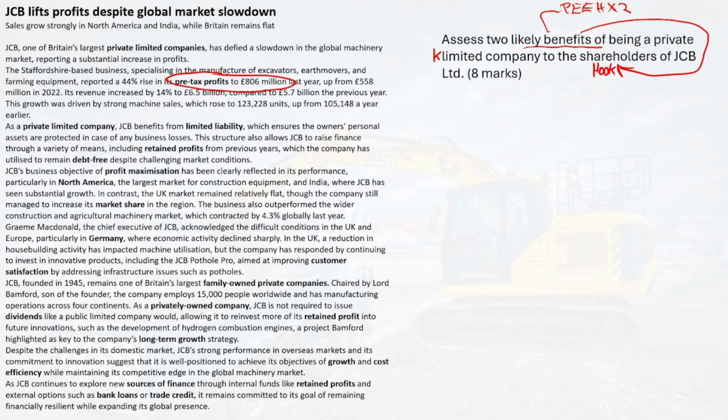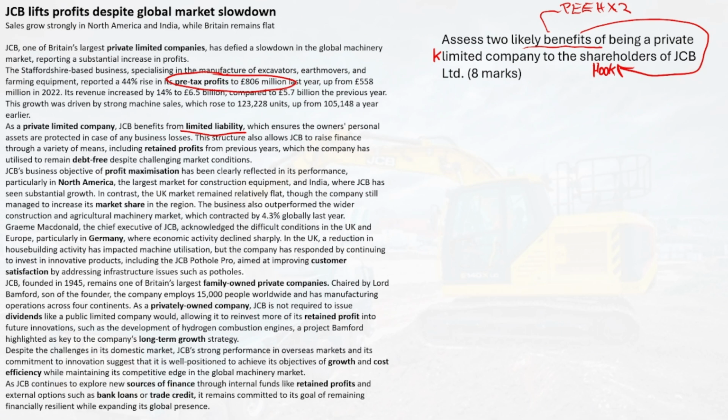And even though this is a revision case study, I've made sure that we've got limited liability in there for you. That's fine, but don't just say because the shareholders are going to be protected, even though that could be a potential answer. But go careful.